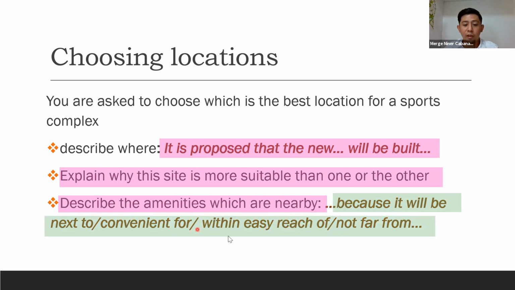It will be within easy reach of commuters, and it is not far from the city center. So nagpapakita ka na ito, halimbawa yung S1, yung S2 natin na supermarket, mas okay siyang itayo sa S1 because it is next to the houses, because it is convenient for motorists. It is within easy reach of citizens.